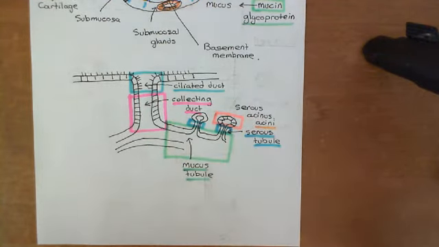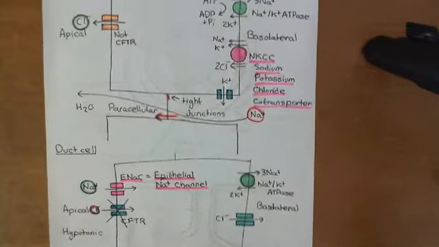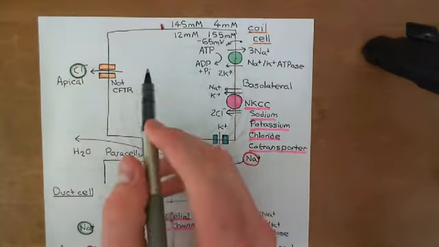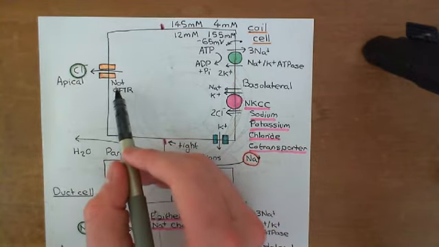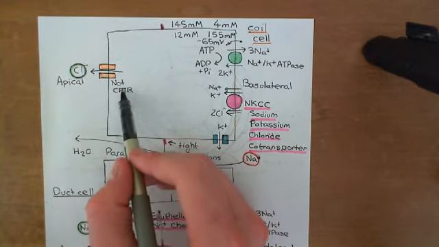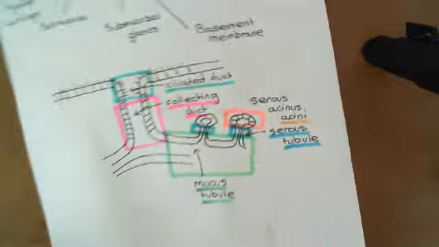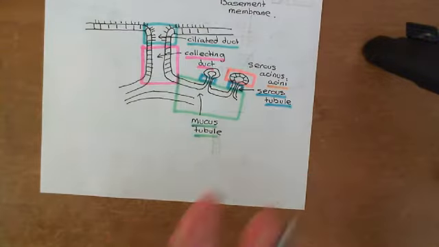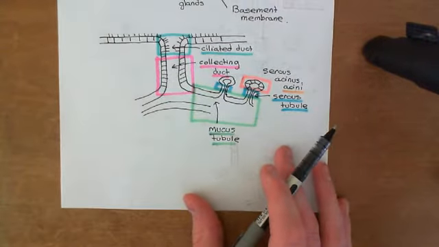There will be one important difference, however, which is that the chloride channel that was being used by the coil cells, if you remember, was not CFTR. It is going to be CFTR in these serous acinus cells. Okay, that's the important difference, but we'll come to that in a moment.